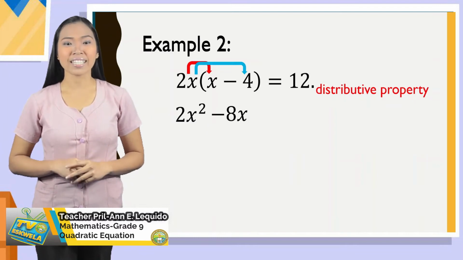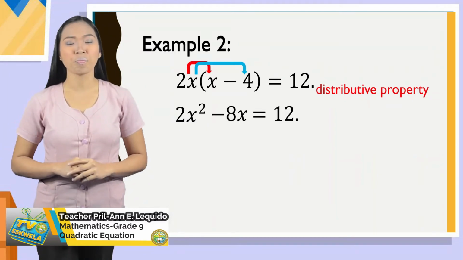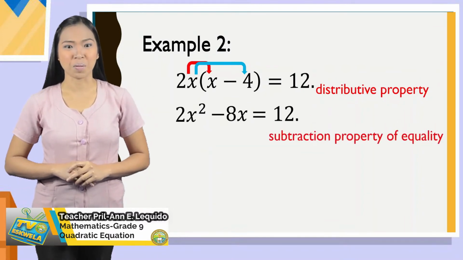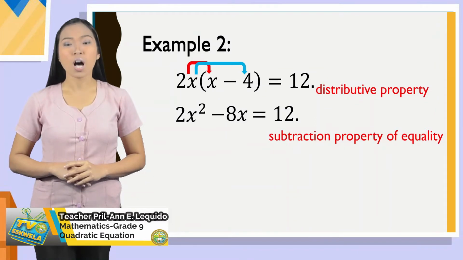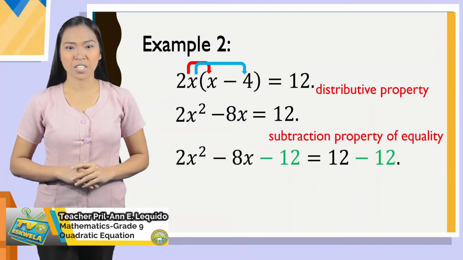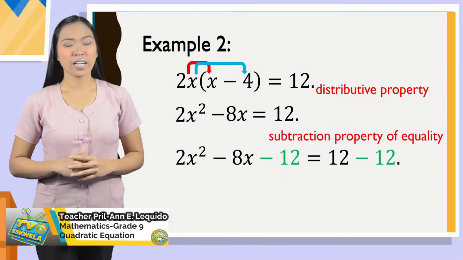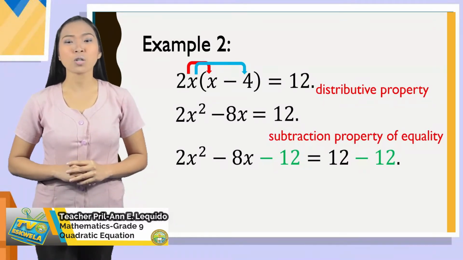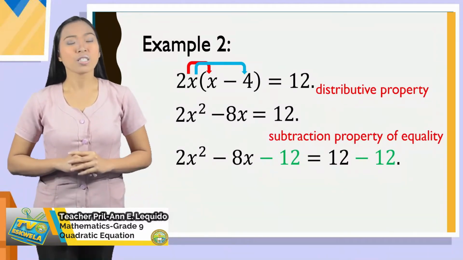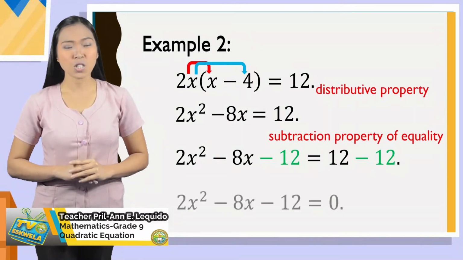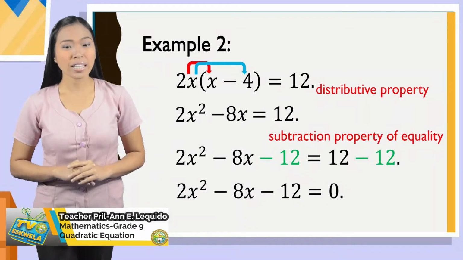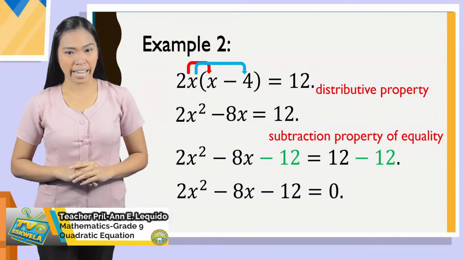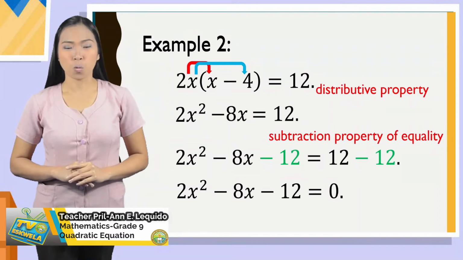To make the right side of the equation 0, use the subtraction property of equality. That means we will subtract 12 from both sides of the equation. Therefore, the standard form of the equation 2x times the quantity x minus 4 equals 12 is 2x squared minus 8x minus 12 equals 0.